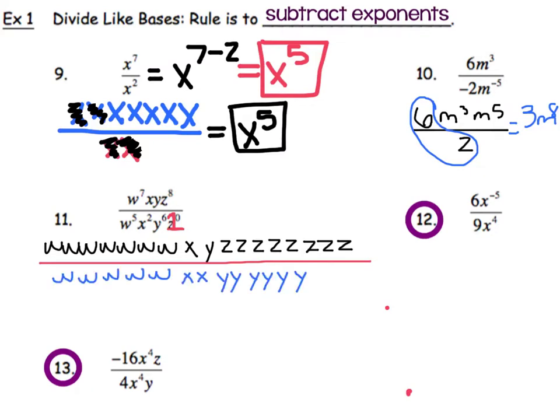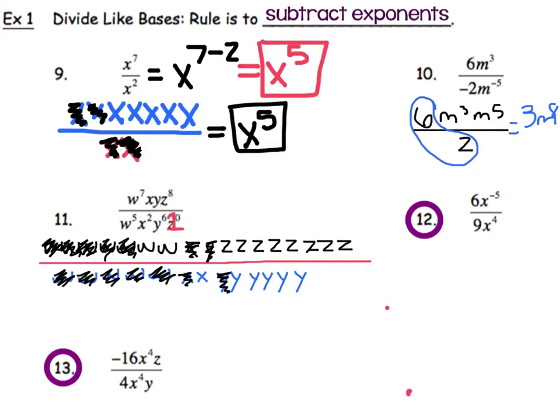So I'm going to cancel out this w with that w, that one. So I'm canceling out 3, 4, 5 w's. I can cancel out 1 x. I can cancel out 1 y. And I can't cancel out any z's because I don't have any on the bottom. So my answer is going to be whatever I have left.